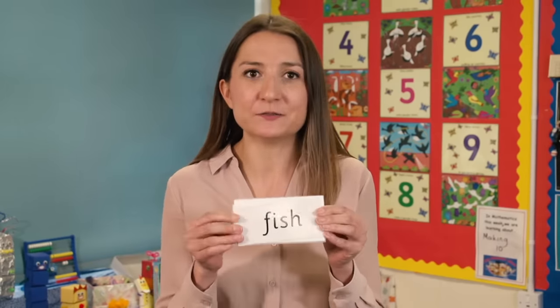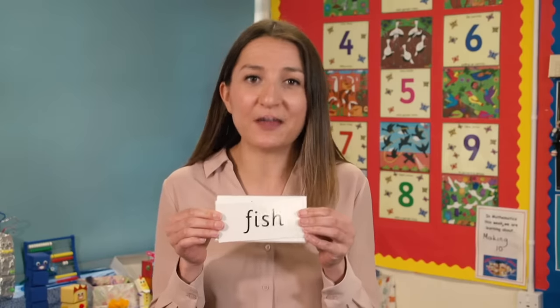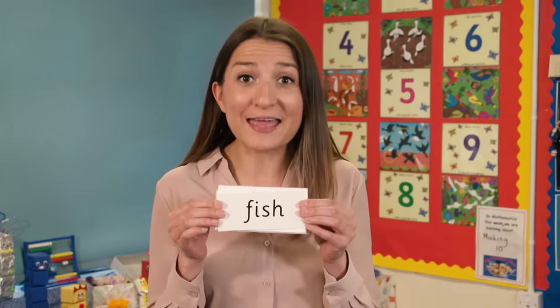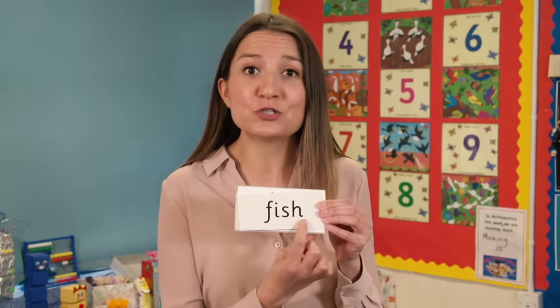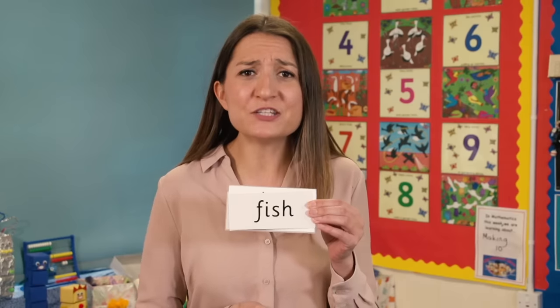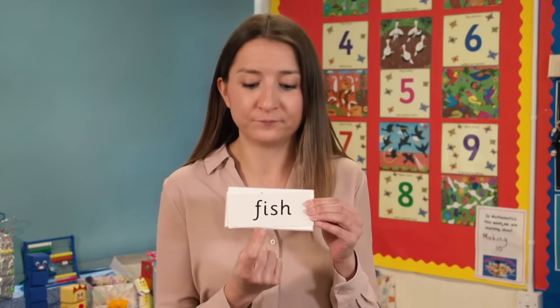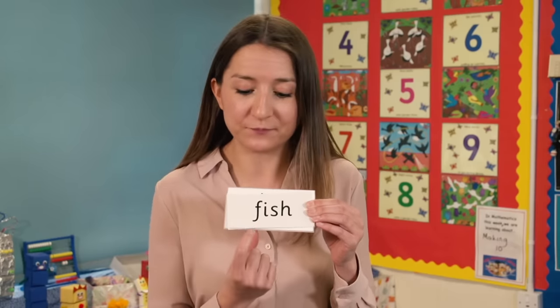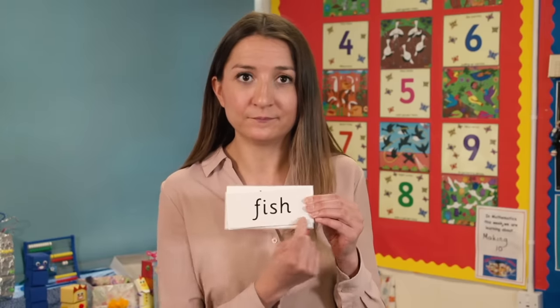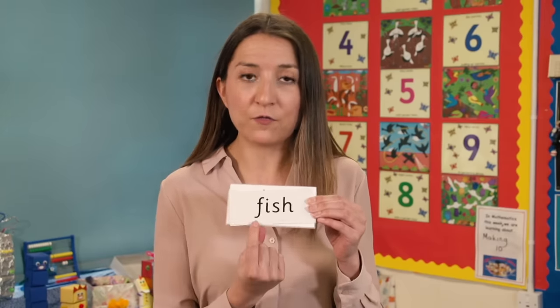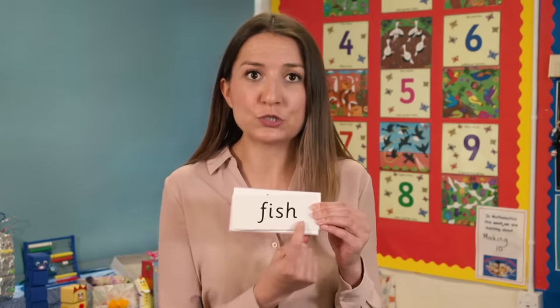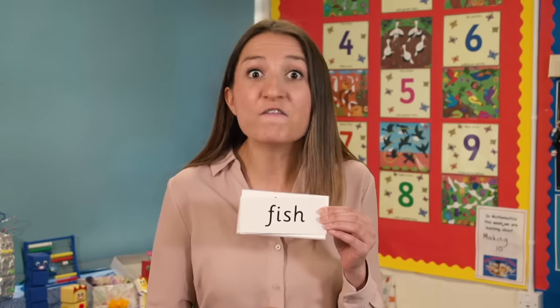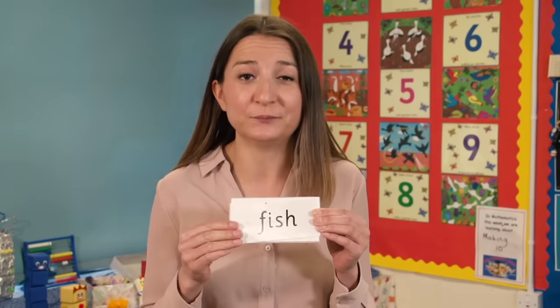Have a look at this word. Can you spot the digraph? Yes, the digraph is sh. Read each sound as I point. Now blend and read the word. F, I, sh, fish. A fish swims in the water.